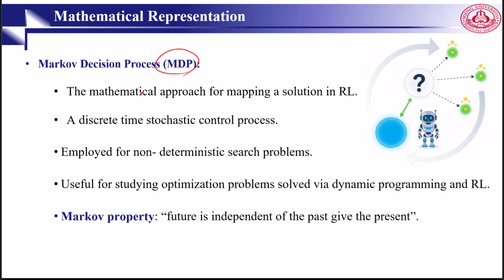So MDP is a discrete time stochastic control process. MDPs are employed for non-deterministic search problems, and they are useful for studying optimization problems solved via dynamic programming and reinforcement learning. So here we follow a Markov property, that is, the future is independent of the past, given the present. I will explain more later.